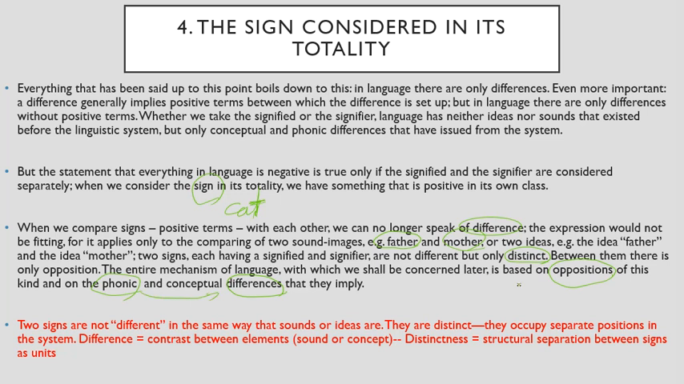So two signs are not different in the same ways that the sounds and our ideas are. Two signs are distinct. They occupy separate positions in the system of language. So difference is the contrast between elements, sound or concepts, phonic and conceptual differences, but distinctness is a structural separation between signs as units. I hope this illuminates it because I wrote this note in red, so that this is basically the summary of everything that I've said. So I hope you understood this part.